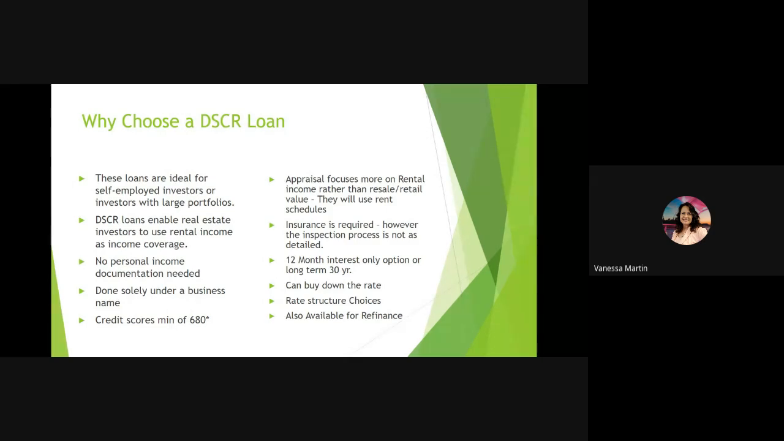So the DSCR loans enable real estate investors to use just the rental income as their coverage. So there's no personal income documentation needed. There's no tax returns. There's no W-2s. There's no paperwork, they're not looking at any of your personal income. And it's done solely under a business name. So to qualify for this loan, it's really important that the investor has an LLC. That's one of their requirements. You have an LLC, you have to have a business bank account, you have to have an EIN number.